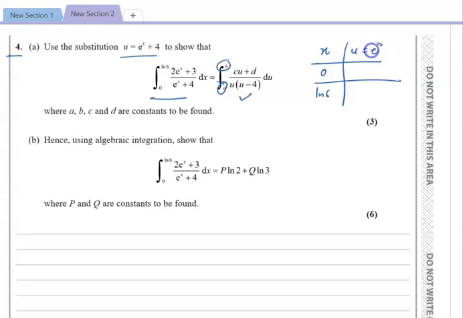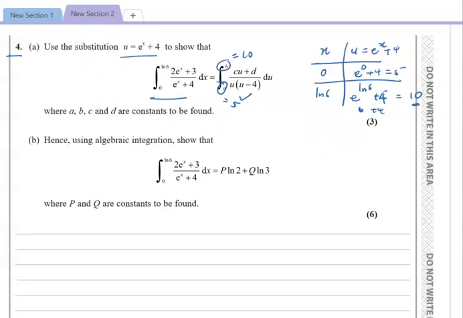Using the substitution, I'm changing it to u. u equals e^x plus 4. That means when x is equal to 0, u is e to the power of 0 plus 4, which is equal to 5. And for ln 6, it's e^(ln 6) plus 4, which is 6 plus 4, equal to 10. So the limits are already there. That means b is equal to 10 and a is equal to 5. Then we can go into the substitution part.